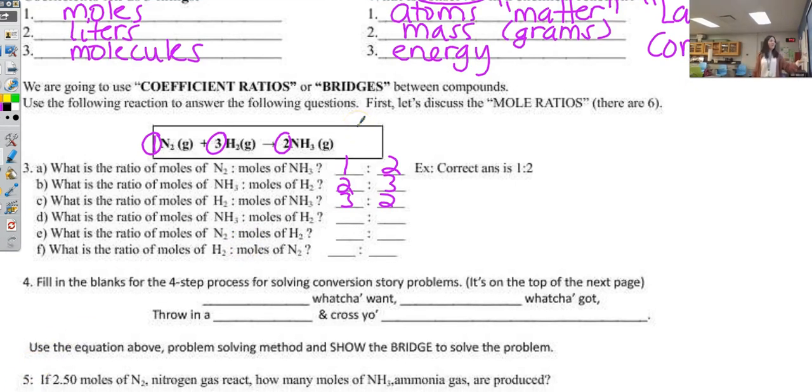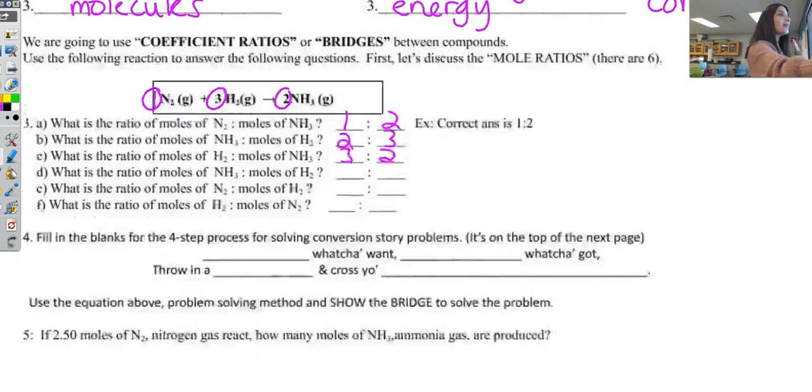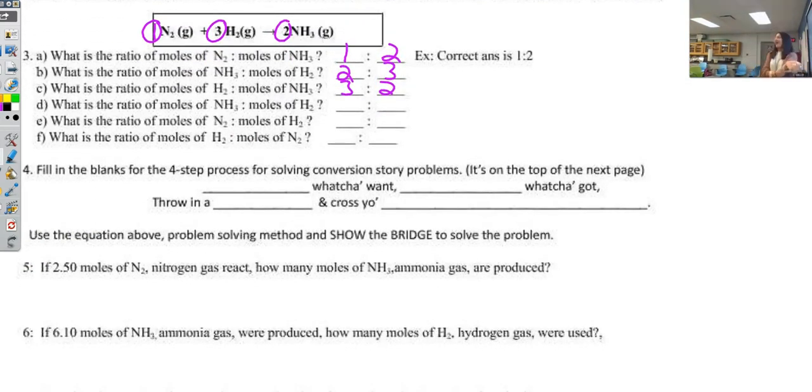Okay, so now we're on number 4. There is a 4-step process that I always like to use that I have actually come up with. It's a silly way to remember how to solve problems, but I'm going to tell you it's going to help you so much. By the way, nobody work ahead on this. So if you've answered number 5, please do not answer number 6 or 7. So for number 4, it goes: blank what you want, blank what you got, throw in a blank, and cross a blank.